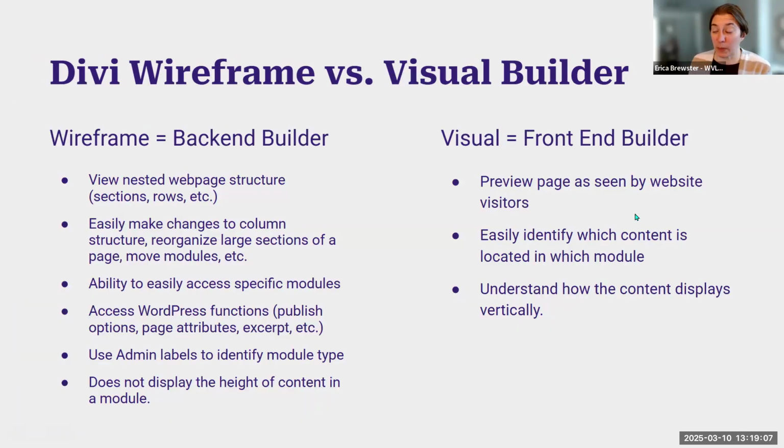You would actually preview the page as it is seen by the website visitors, plus content that is set intentionally to be invisible to viewers. You can easily identify the content that is located within a module, and you can understand how the content is going to relate to the rest of the content and display vertically. There are pluses and minuses to both. It is a little more tricky to access and to manipulate large chunks of information on the front end versus how it is laid out in the back end.